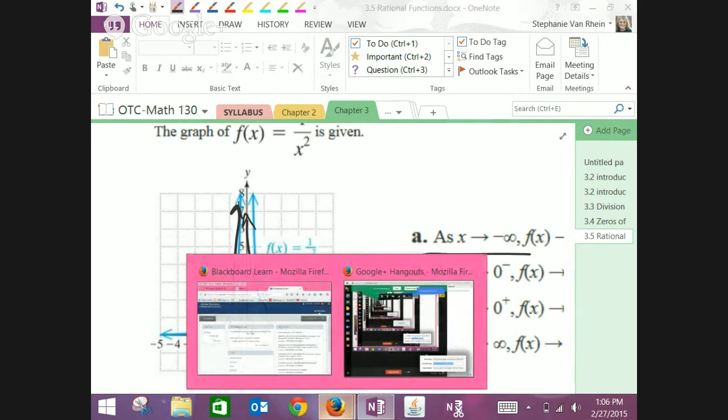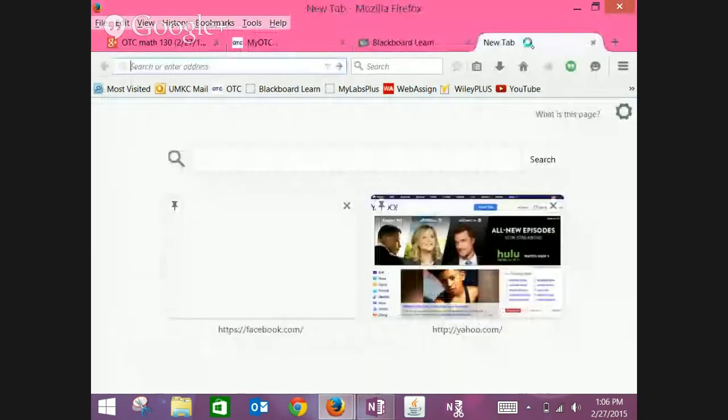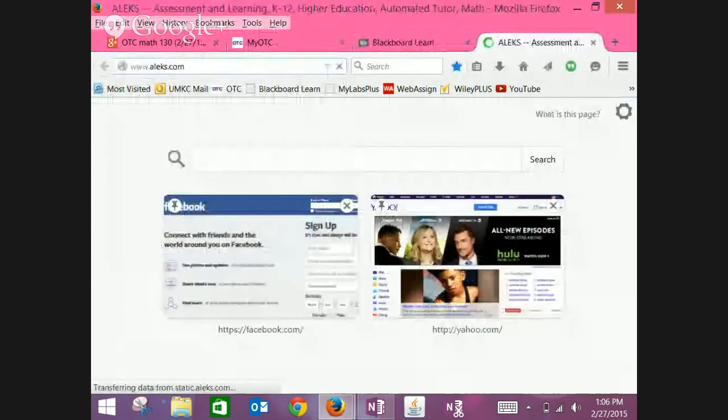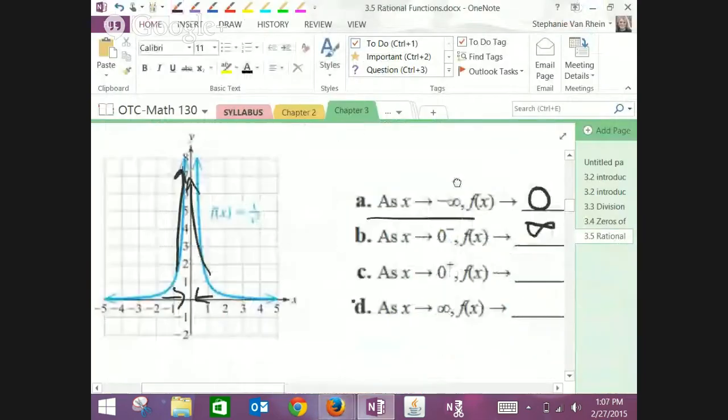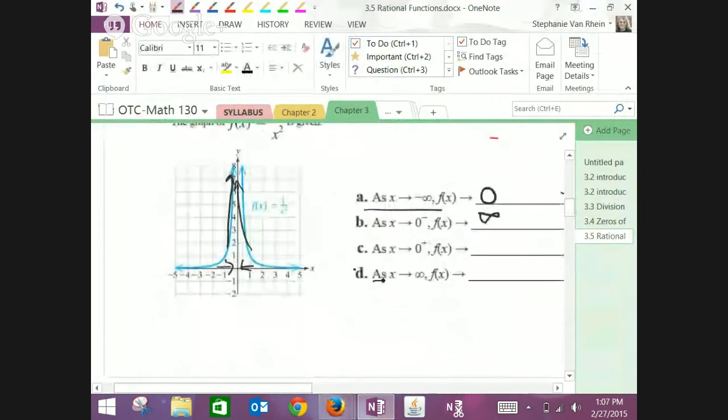Let me pull up Alex. Question? So as x approaches infinity, what's the function tending to? A 0, right? That's infinity too, yeah. Because if I approach it from the right, I'm going to infinity.